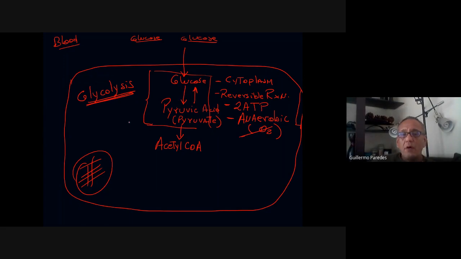All right. So now that we already know glycolysis, glucose to pyruvic acid, let's go to the acetyl-CoA. Acetyl-CoA is a very important component because this is what we call the transition between this and the Krebs cycle. So this is the transition. In this transition, there is no ATP formation. There is no ATP. And this occurs in the cytoplasm.